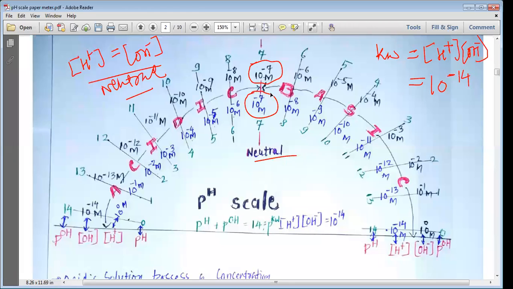For the concentration of H plus, it goes 10 to the power minus 7, 10 to the power minus 6, minus 5, minus 4, minus 3, minus 2, minus 1, and 10 to the power 0. That means here it is 1 molar. This is 0.1 molar. This is 0.01 molar.